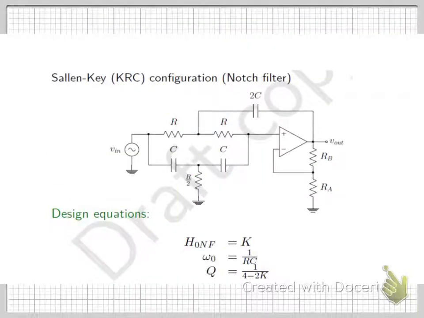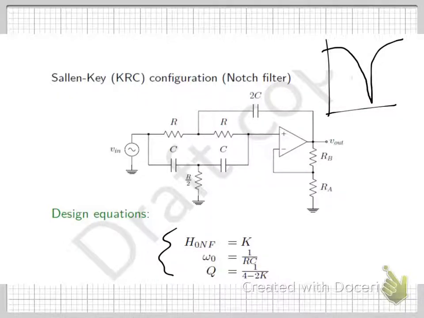And then you've got your Sallen-Key notch filter, and there are your design equations. So maybe, okay, let me just draw your notch filter. Okay, that was a little bit extreme. No filter will do that. So your notch filter has an output like that. Your Bode plot of your notch filter will look like that.